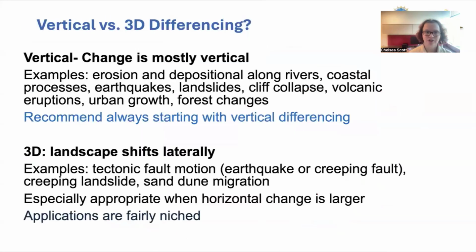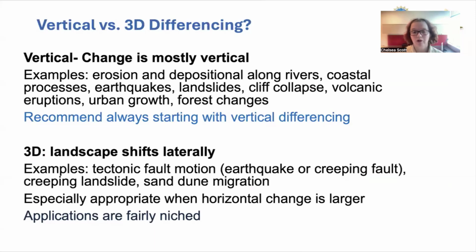So the key question for today, should I perform vertical or 3D differencing? In the short summary, mostly vertical. And in particular, you should apply vertical differencing when the change is mostly vertical. So this includes looking along rivers, along coastlines for earthquakes, landslide, cliff collapse, volcanic eruptions, urban growth, and forest changes.